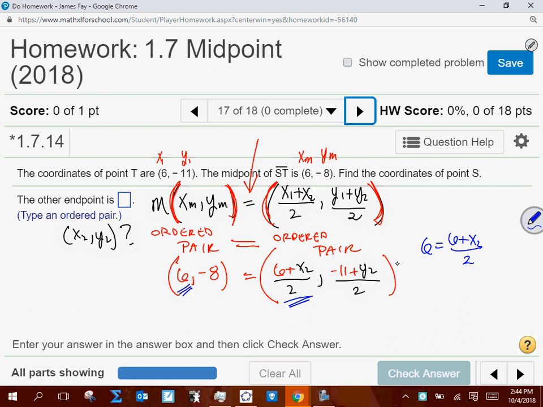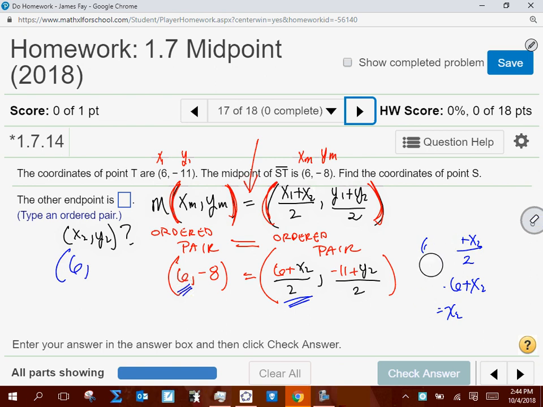What can I do to both sides to start working that? Okay. Multiply by 2. 12 is equal to 6 plus x sub 2. Subtract 6, right? Okay. So I got x sub 2 to be 6, right? That's my first value for that ordered pair.